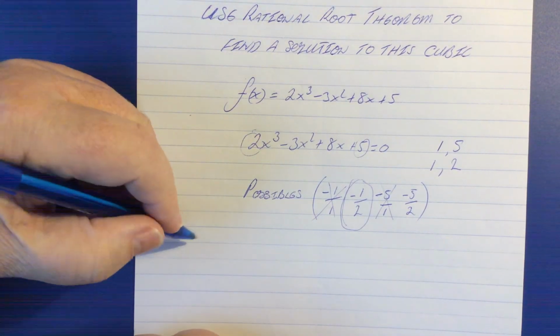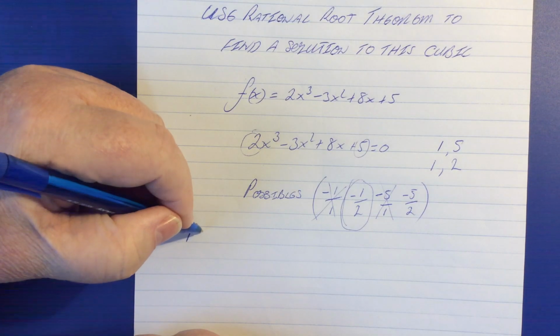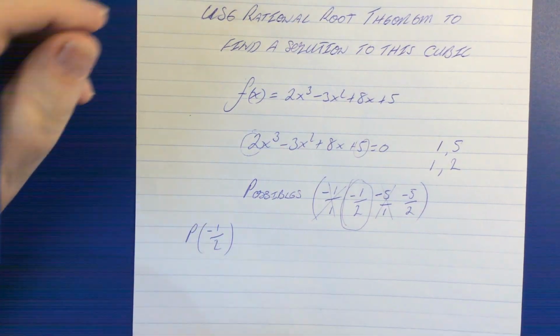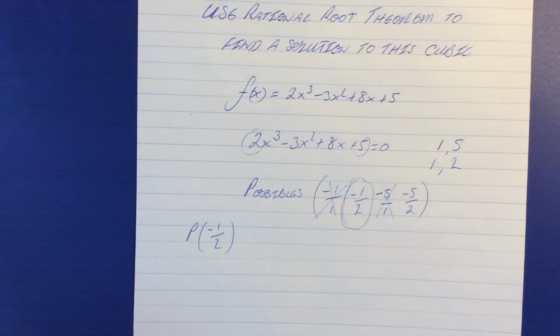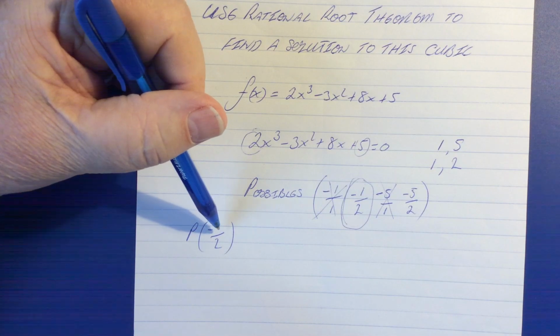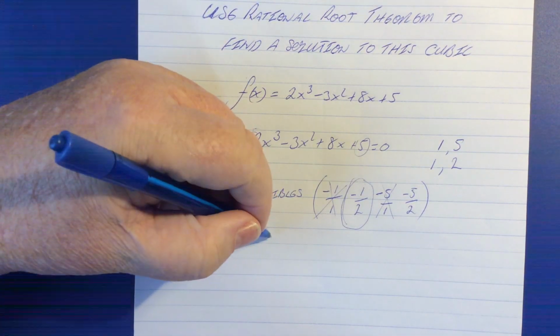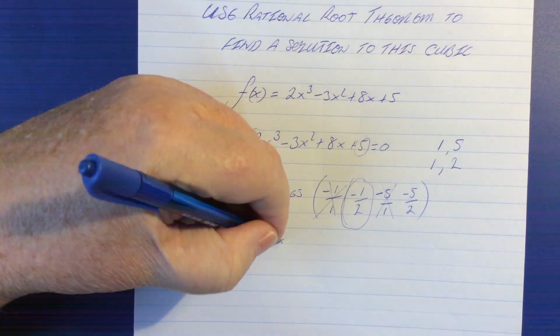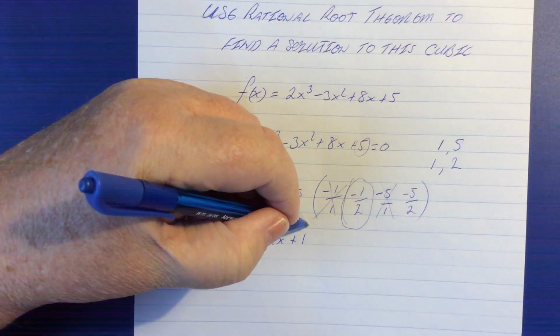So what we're saying is that this is a good starting candidate for factorizing this and finding a solution for 0. So where do we go from here? Well, this is a potential solution, so this is a potential factor.